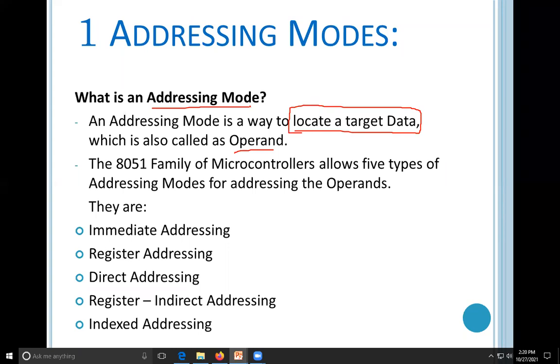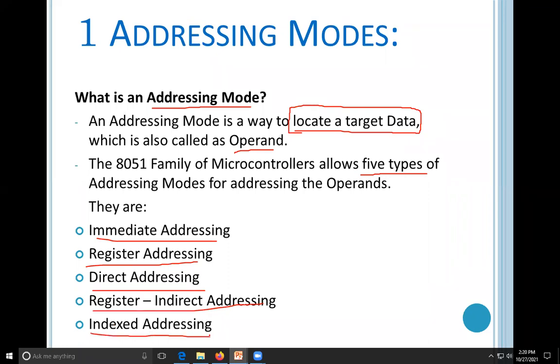Where you have to look at the data, where you transfer data or add data, is done by using addressing modes. There are 5 types of addressing mode: immediate addressing mode, register addressing mode, direct addressing mode, register indirect addressing mode, and index addressing mode.